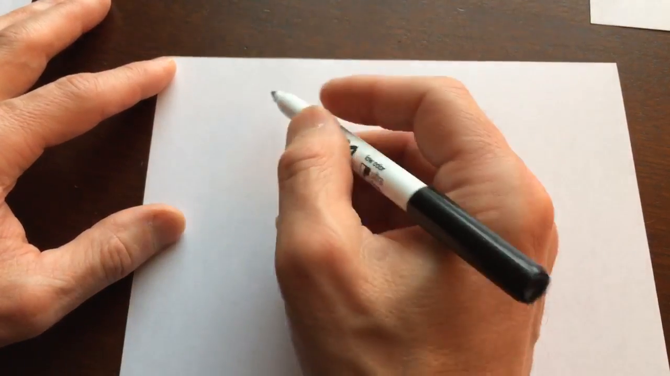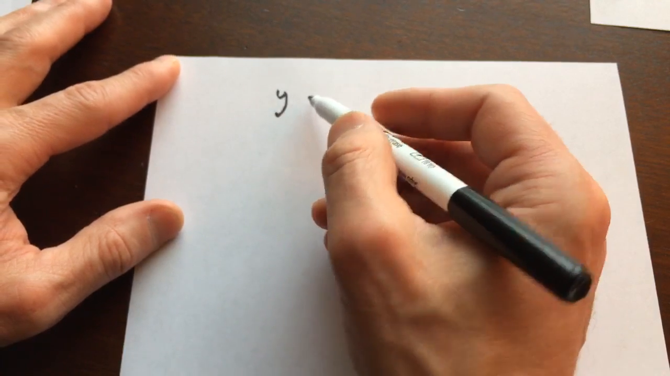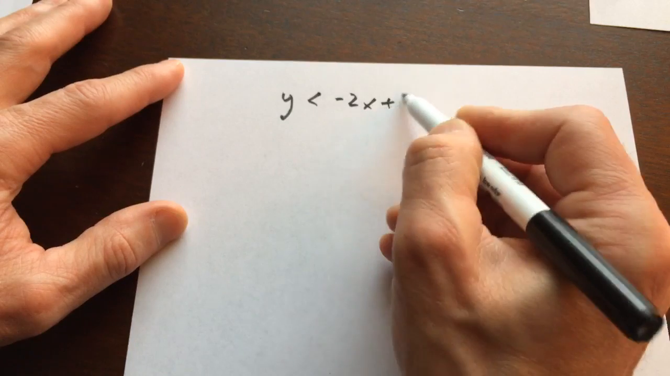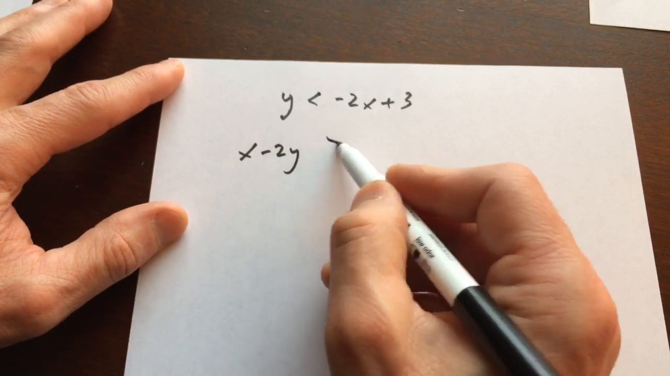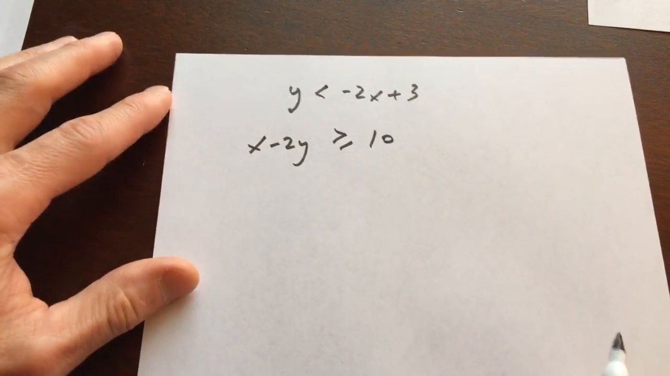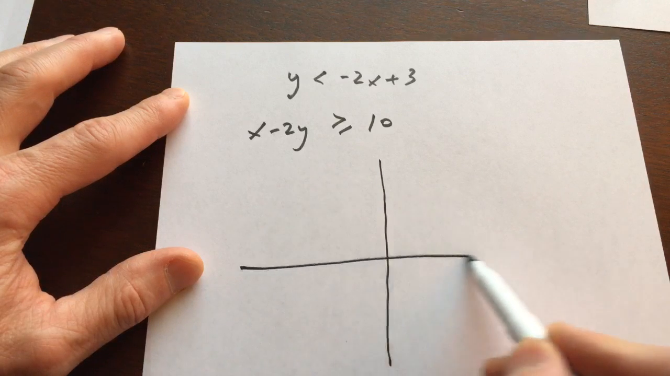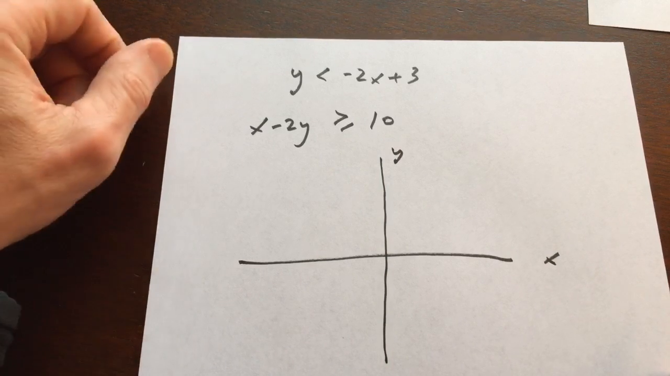So I'm going to show you 2 different examples here. Actually, I'm going to combine them into one problem. We're going to graph y is less than negative 2x plus 3, and we're going to graph this one here, x minus 2y is greater than or equal to 10. All right, so see if you guys can help me out with this problem. I'm just going to draw a little x and y coordinate plane here for us, like so, x and y. Now you've got a couple different options when you graph inequalities.